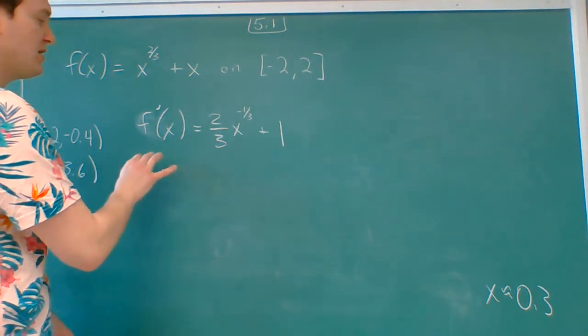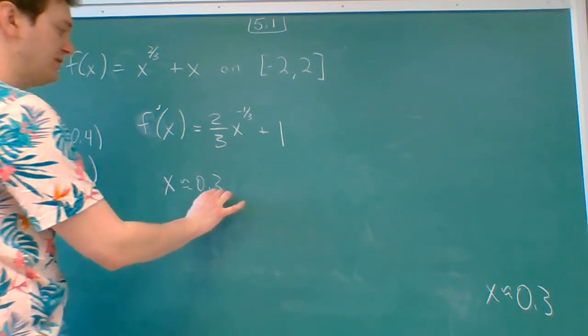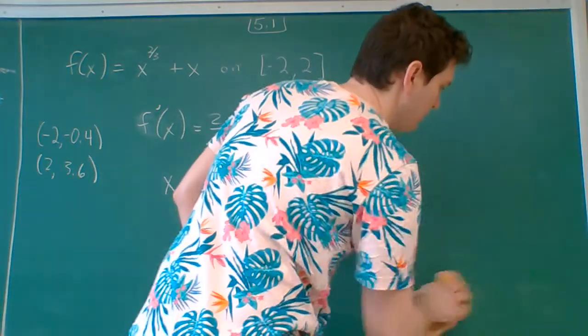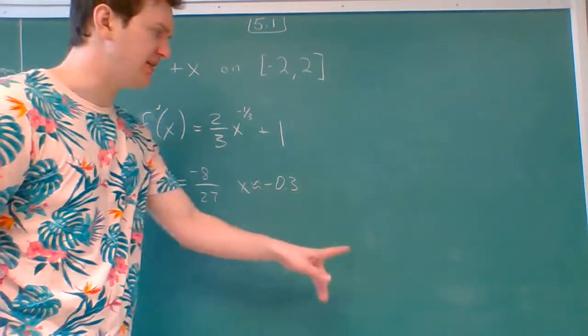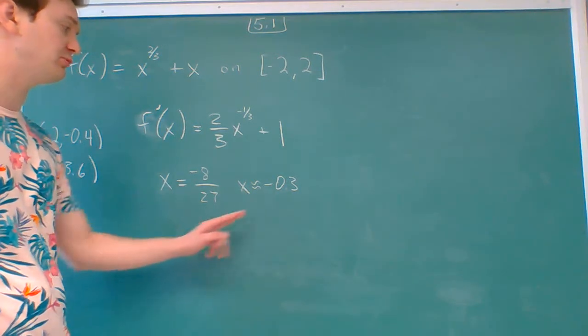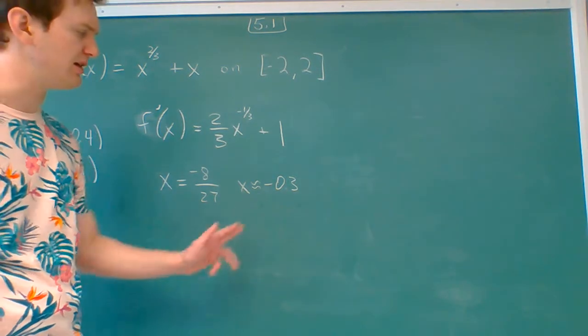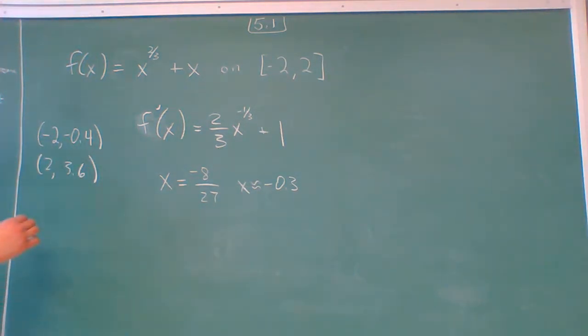So when this derivative is equal to 0, I'm getting that x is approximately 0.3. Okay, so I think I dropped the negative sign back here somewhere. It was x equals negative 8 over 27, which is approximately negative 0.3. I think I may have left off the minus sign earlier. There it is now. What I want is to add this point to my list of potential extrema over here. So the x value is approximately negative 0.3, or I could write it as negative 8 over 27.